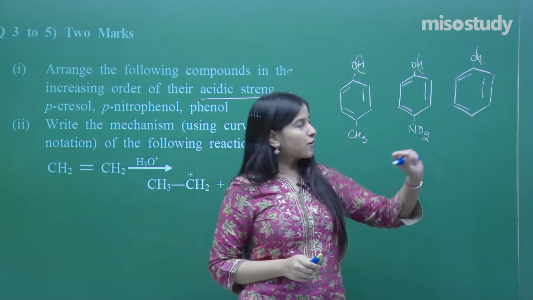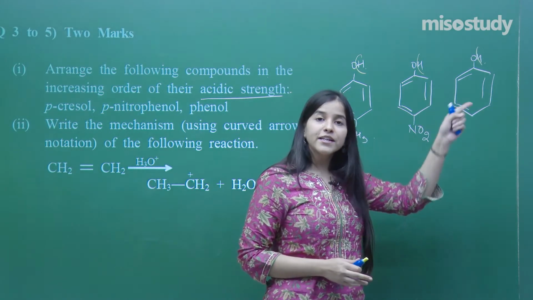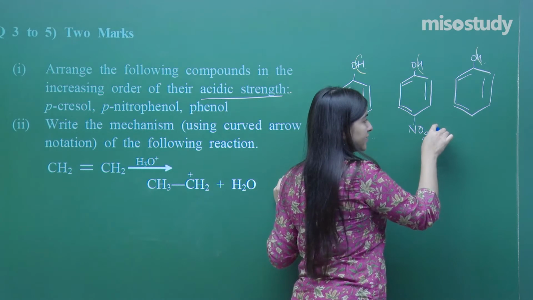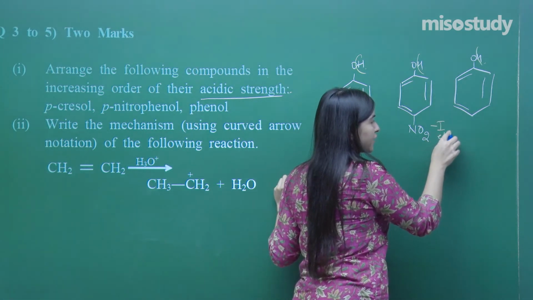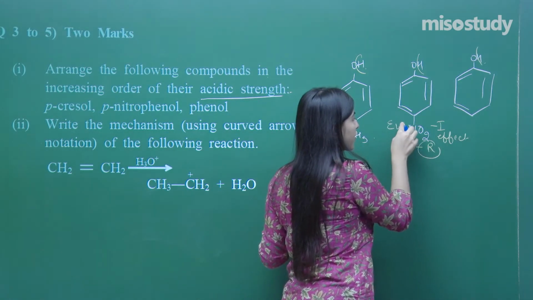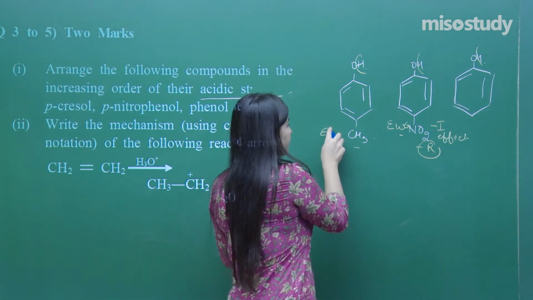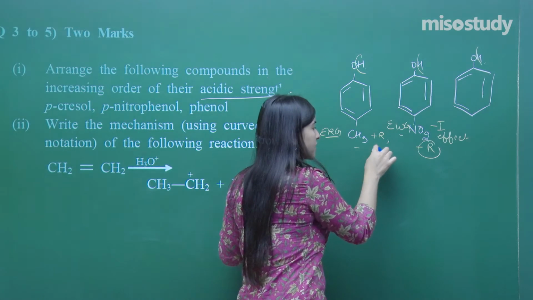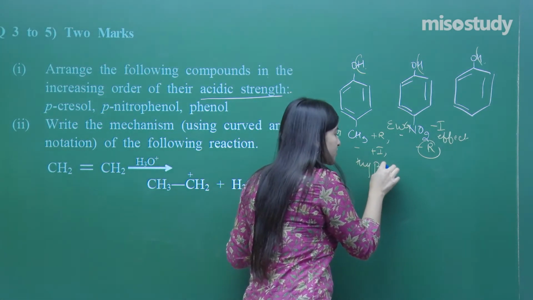Fine. Now the presence of any kind of group will influence the release of this H+, right? So see here, this is showing minus I effect. In fact, not just minus I, minus R. So this is an electron withdrawing group, right? This is an electron releasing group showing the plus R effect, plus I effect, and what else? Also hyperconjugation, if you don't know.